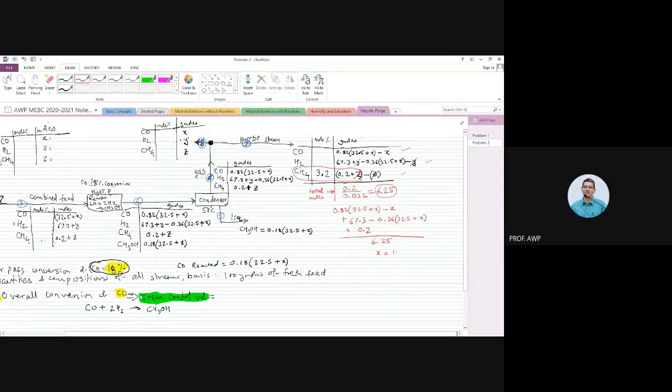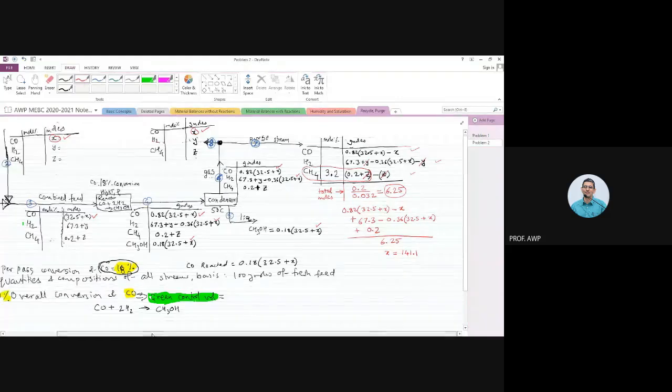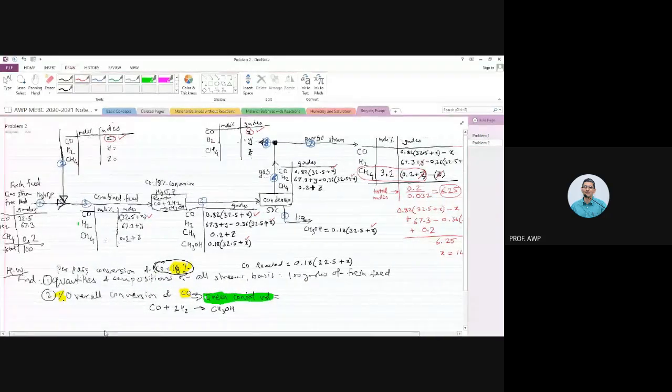141. 141 point something or 141? 141.1. Okay. Right. So now we have got this value of x, and we have got this x here, and here. Anybody has any doubts so far?